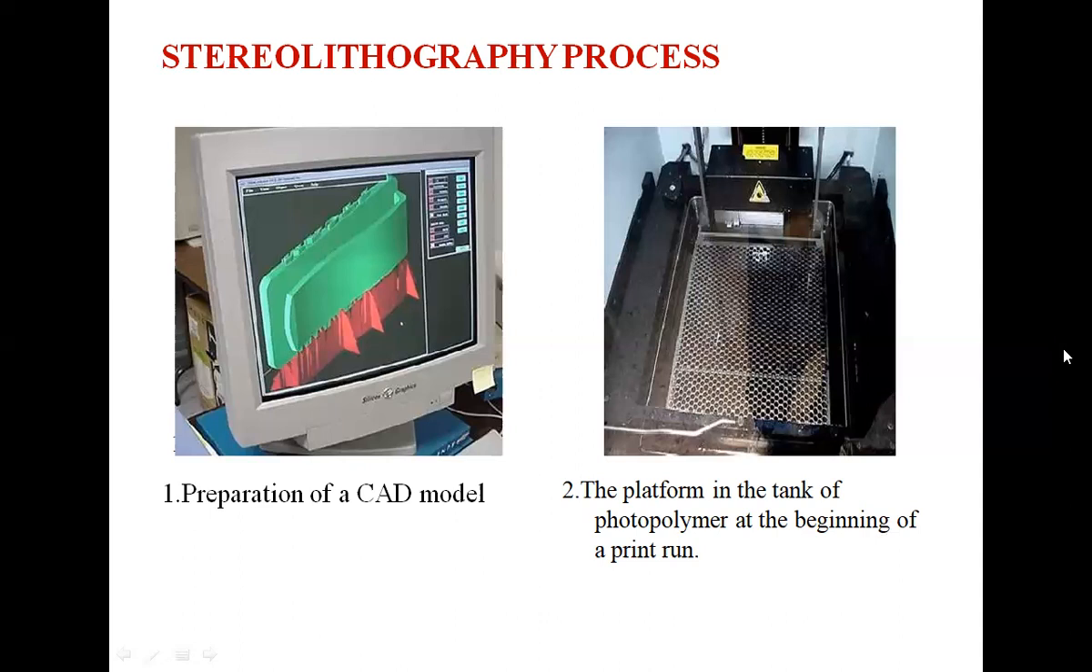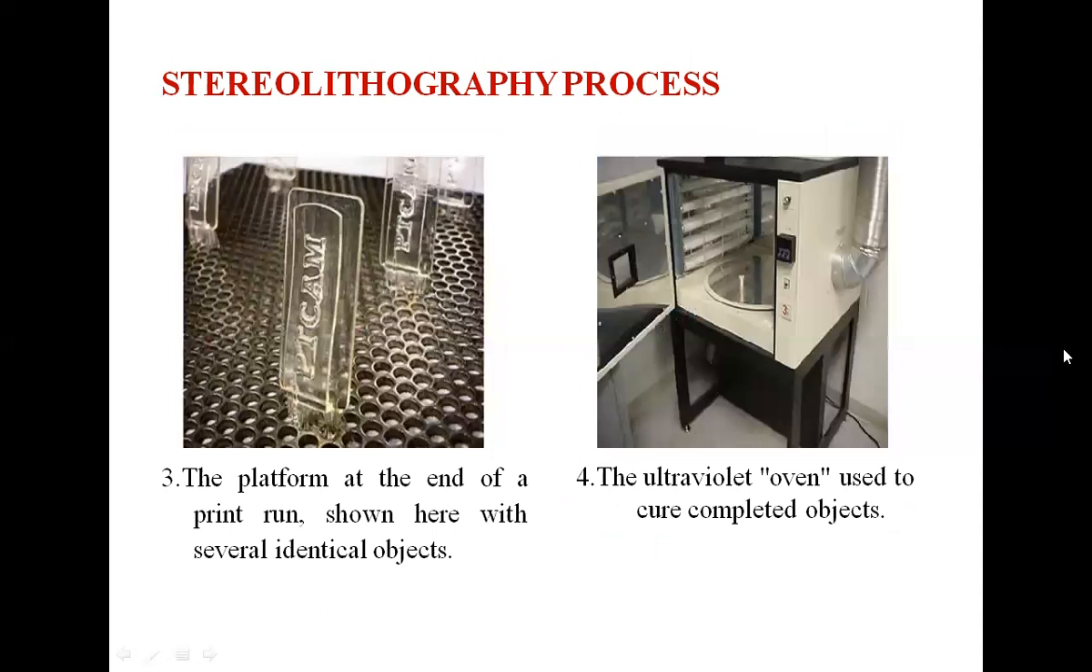The platform in the tank of photopolymer at the beginning of the print run. We have to adjust this platform in the tank. The platform at the end of a print run, shown here with several identical objects. The ultraviolet oven is used to cure the completed object. This ultraviolet oven helps in solidifying the completed object.